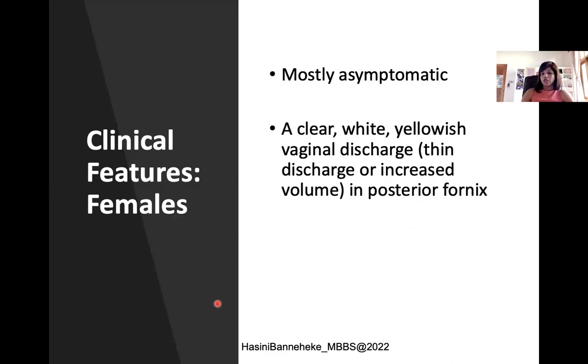Now this vaginal discharge could be clear, white, yellowish, and in certain instances even greenish in color. Usually it forms a pool in the posterior fornix of the vagina. At the beginning, I told you that sometimes the presentation is common to other sexually transmitted infections which can present with a vaginal discharge. For example, one is candidiasis, which is a fungus. Another one is bacterial vaginosis.